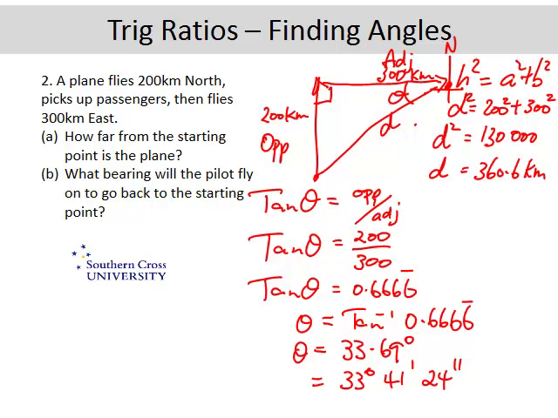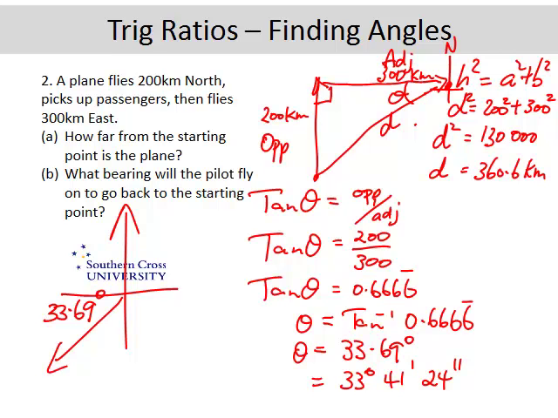So to answer the question, what bearing will the person fly? Well, if you think of it as, I'm going to need to redraw this, it's just too untidy. So if we draw this, the person's coming back here to the original place, and this is our 33.69 degrees. I won't worry about the minutes, seconds answer.